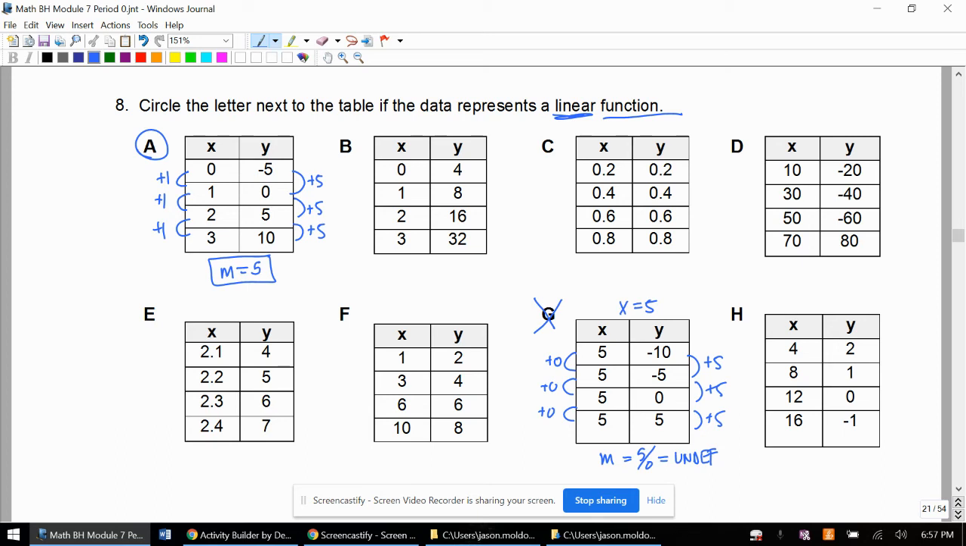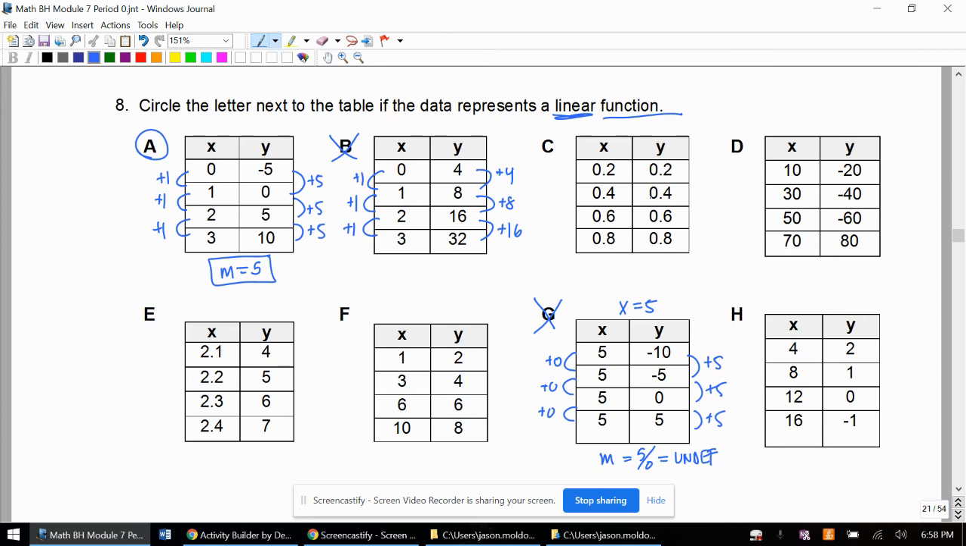Let's go back and look at b. So b goes, and you can probably start to even just look at these and see them. This one goes up by 1. I can already tell this is fishy, right? Up by 4, up by 8, and up by 16. So that isn't a linear function, although it is a function, without a doubt, based on those table of values.